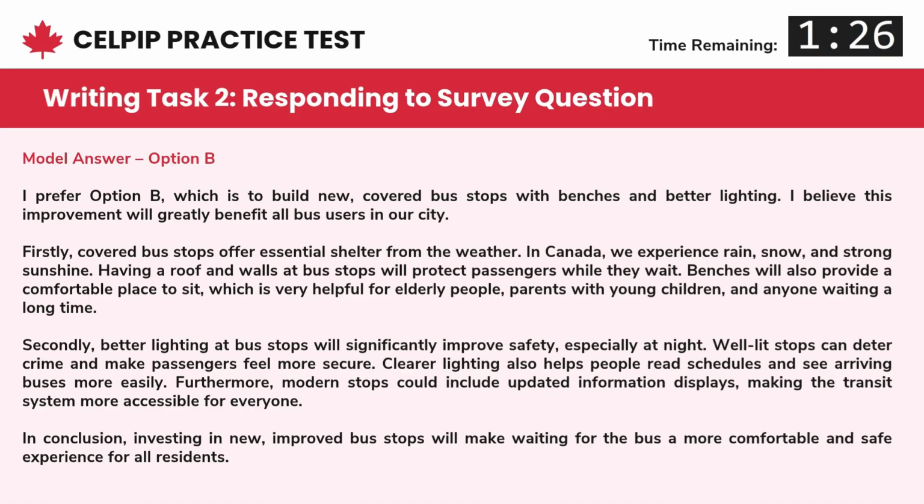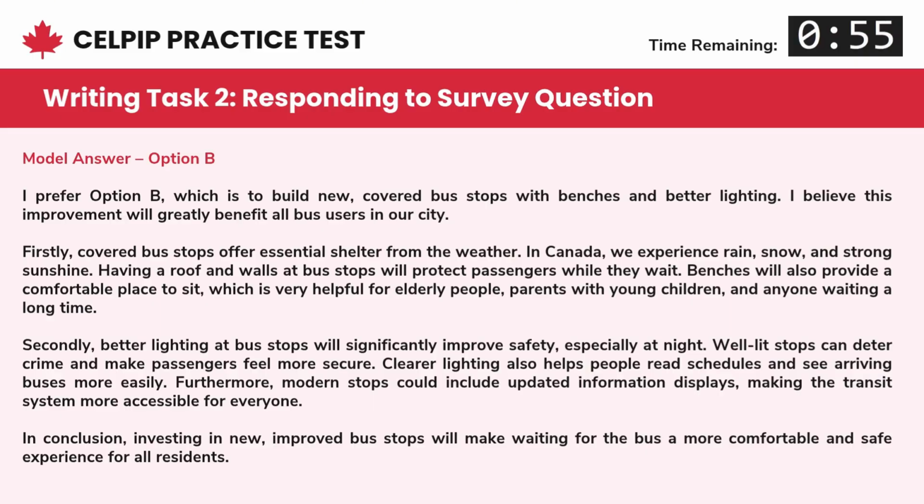This explanation will show why the model answer for option B scores well. You can pause the video now to read the full answer. The response clearly states its choice for option B right at the beginning. It then provides two main reasons to support this. For example, it highlights how covered bus stops offer essential shelter from the weather. It also explains that better lighting at bus stops will significantly improve safety, especially at night. The answer directly addresses the prompt's requirements with specific benefits.